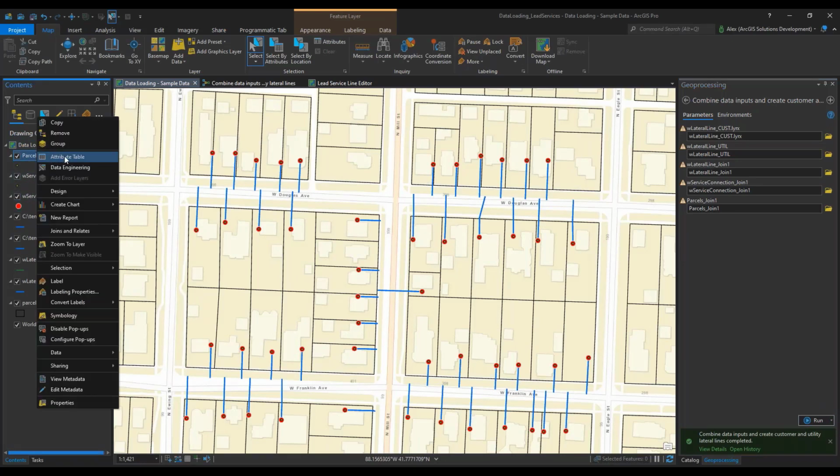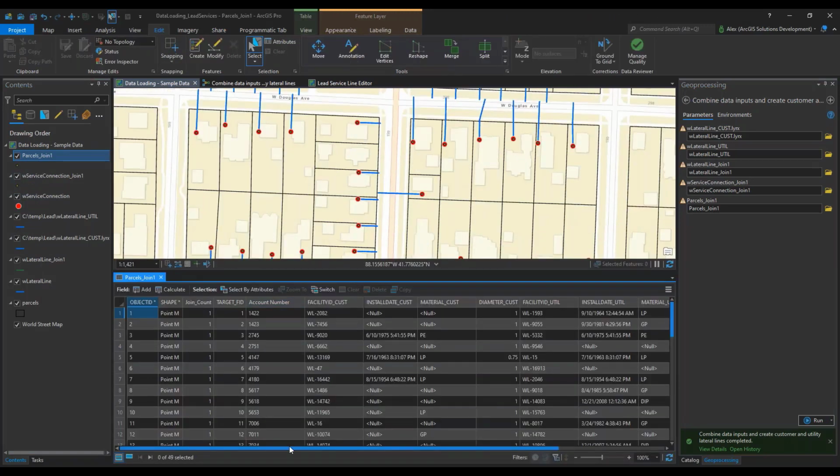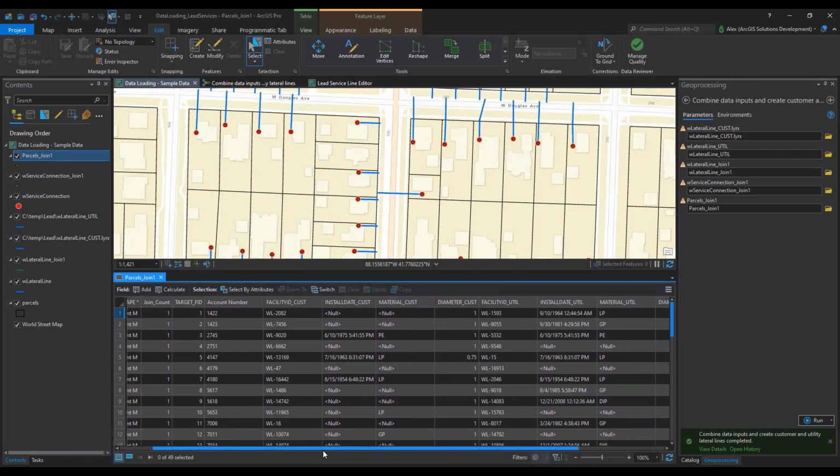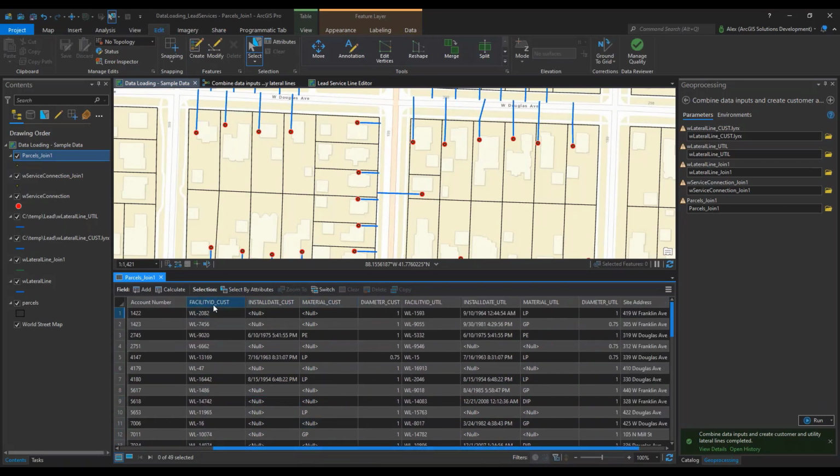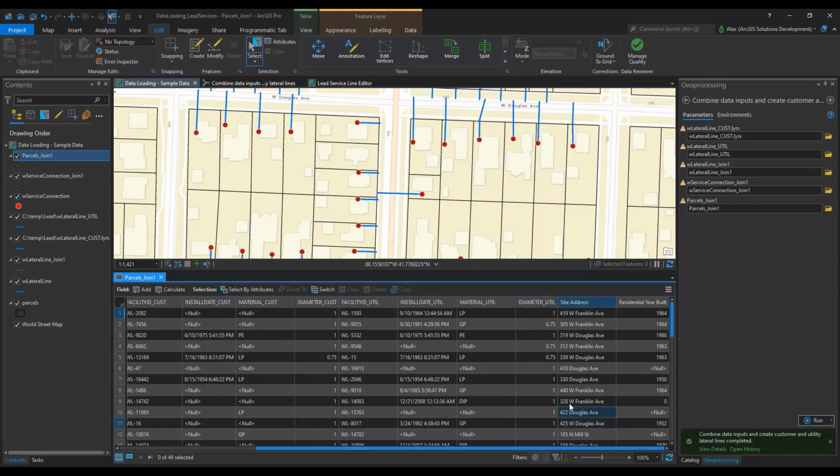So I can open the attribute table and see that we now have attributes from the service connection, which is the account number. We have attributes from the lateral, which is the facility ID or the asset ID, the install date, material, diameter. So this is coming from the lateral. And then we also have the site, so the address and the year that the structure on the property was built, which came from the parcels. So we were able to take attributes from 2 of the layers and combine them into one of the layers.